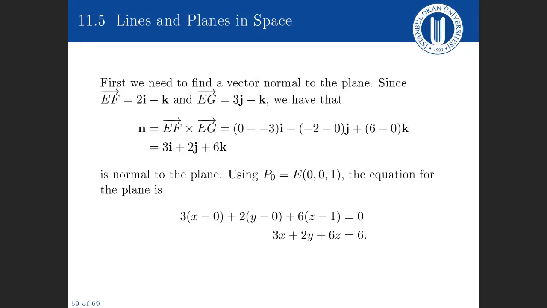We can use any point in the plane. Let's say we use the point (0, 0, 1). Put the numbers 0, 0, 1 into our formula, rearrange it, and we find that the number d must be 6. So the answer is 3x plus 2y plus 6z is equal to 6.